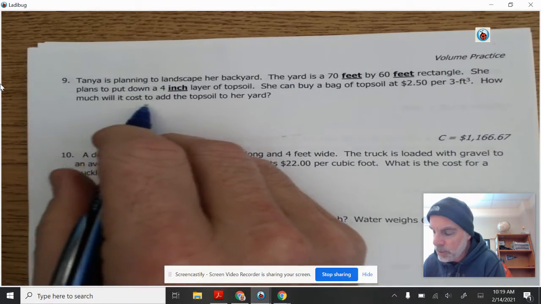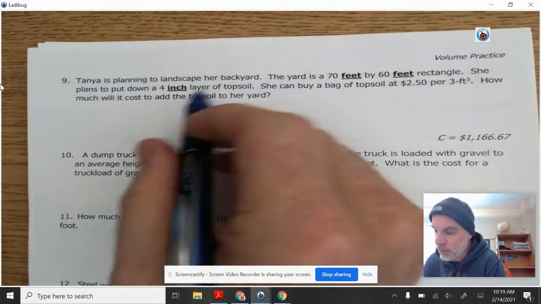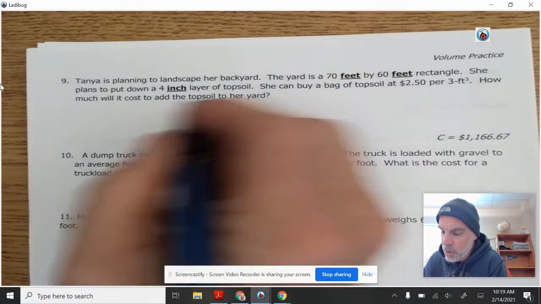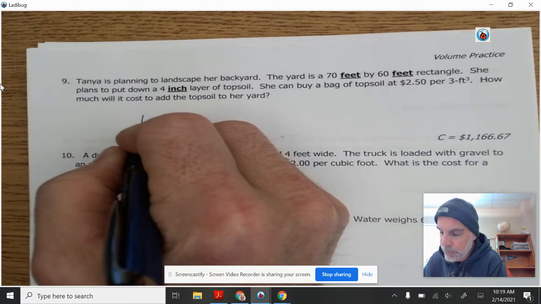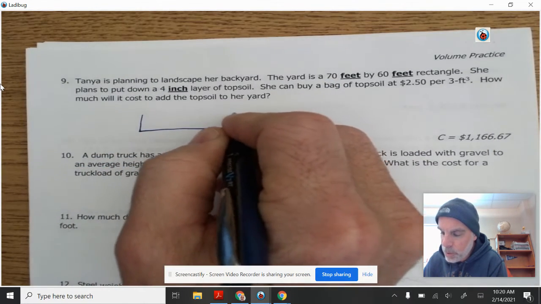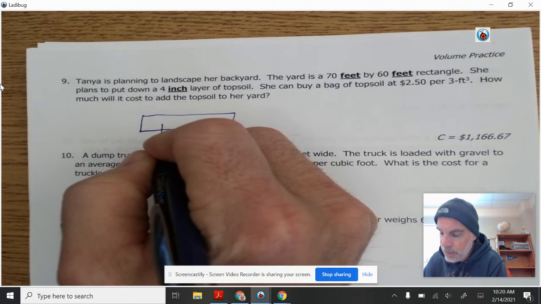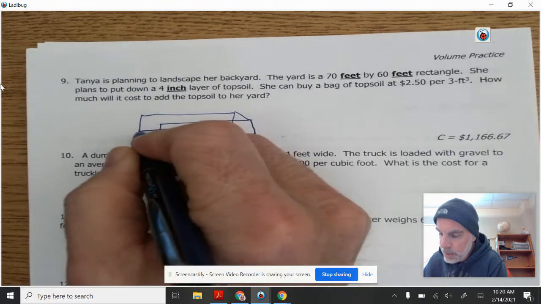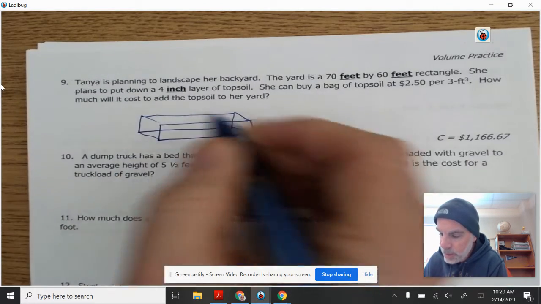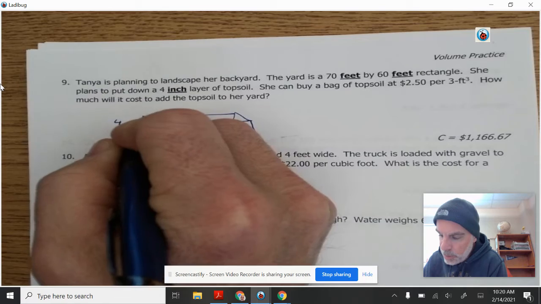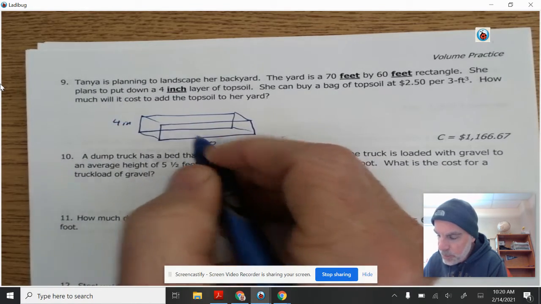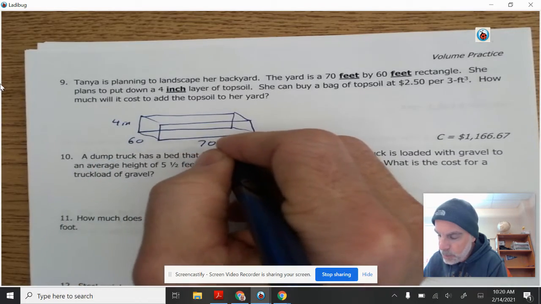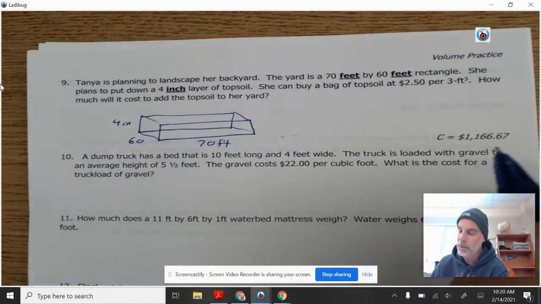To figure out the cost, we need to know how many bags it's going to take to cover 4 inches on top of that. So if you think about it, her yard is more like a rectangular prism. To draw a little visual, this will totally not be to scale, but I've got a yard that's basically 4 inches deep of topsoil, and it's 70 by 60 feet. Now we are going to have to do some conversions, and I'm not going to do this whole problem for you, but I've got you started.